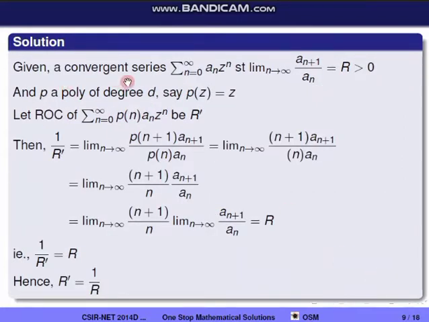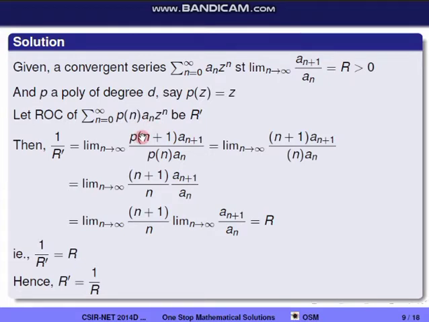So given a convergent series sum from n = 0 to infinity of an z^n such that the limit as n tends to infinity of a(n+1)/an is equal to r, which is greater than 0. And p is a polynomial of degree d. I am taking here p(z) = z, of degree 1. Let the radius of convergence of the sum from n = 0 to infinity of p(n) an z^n be r'. So using the formula, 1/r' is equal to the limit as n tends to infinity of a(n+1)/an. Here the coefficient is p(n) an.